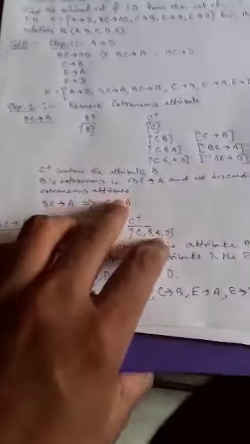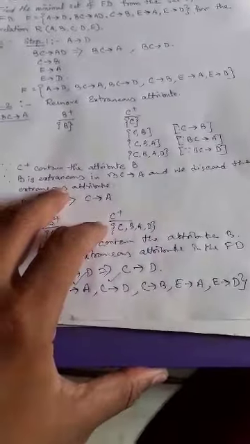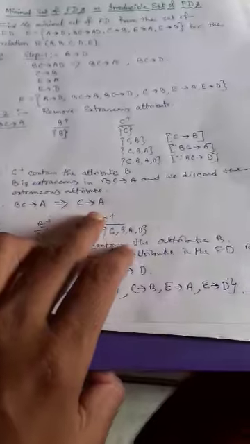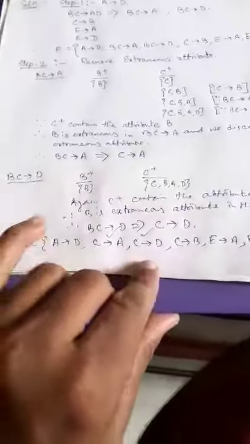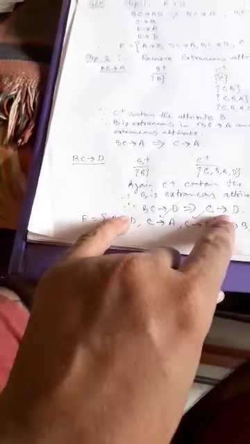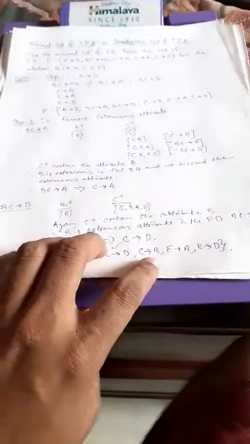Since C closure contains the attribute B, in this case B is the extraneous attribute and we just discard it from the functional dependency BC arrow A and it becomes C arrow A. Similarly for BC arrow D we find that B is the extraneous attribute and we discard it and it becomes C arrow D. After the second step, our set of functional dependency will be A arrow D, C arrow A, C arrow D, C arrow B, E arrow A and E arrow D.